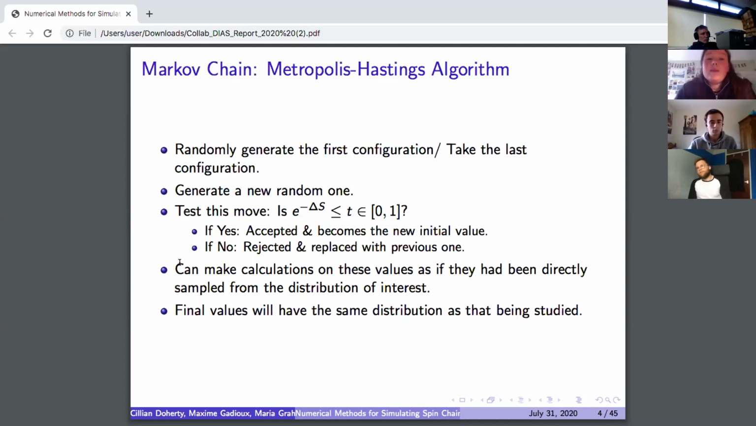So what you're left with then is this Markov chain, and you can use these values in computations and to make estimates on properties of the probability distribution as if these values had been directly sampled from the one of interest. And yeah, they'll have the same distribution as the one that you wanted to look at.